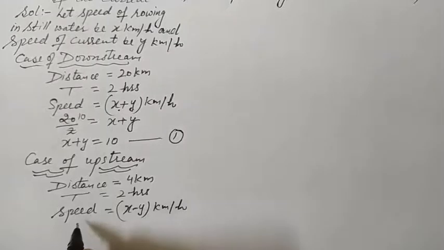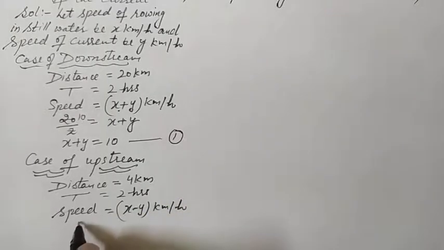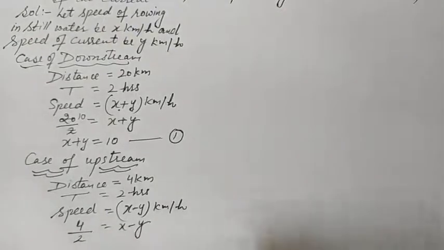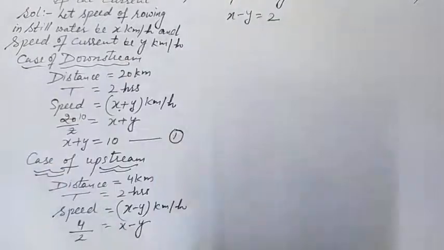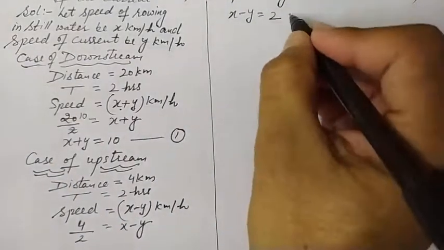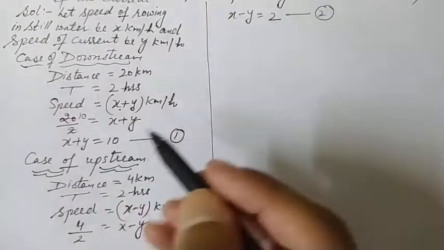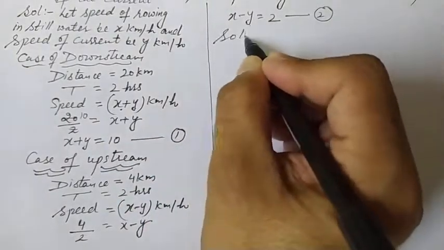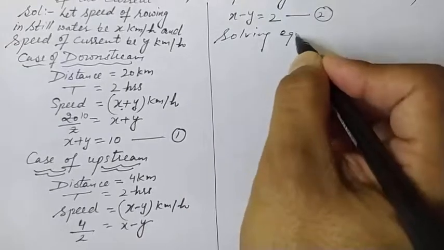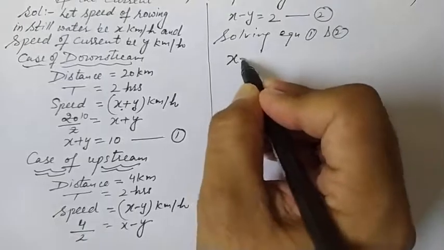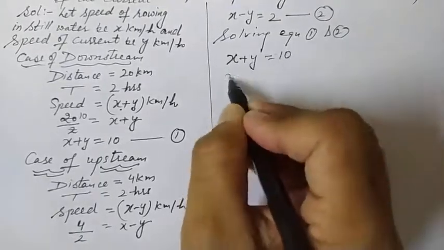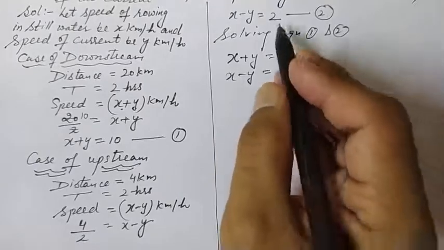Now the formula of speed is distance over time. Distance is 4, time is 2, is equal to x minus y. So from here, let's solve, x minus y is 2. This is the second equation. Now we'll solve equations 1 and 2. So let's write these equations together. x plus y is equal to 10, x minus y is equal to 2.